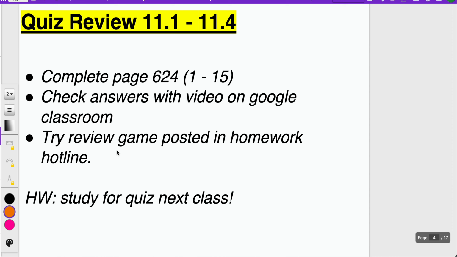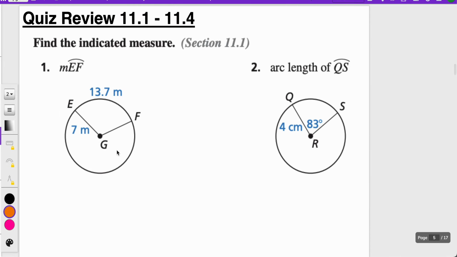Today we're looking at our quiz review for lessons 11.1 through 11.4, and this is on page 624, questions 1 through 15. So let's go and get started.